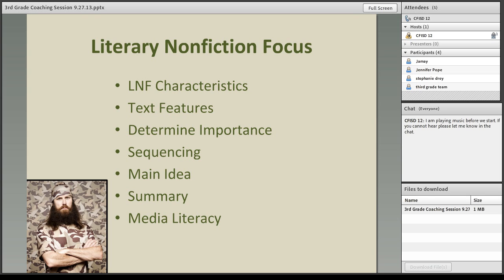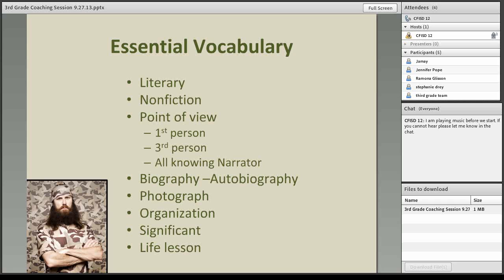That leads us to some essential vocabulary that you need to make sure that you're teaching and modeling and making sure that your students can read these words and use them. So, literary nonfiction versus fiction, so please make sure they understand the difference. In point of view, make sure they understand what is first person, what is third person, what is the all-knowing narrator. So use those terms, have them read them, and understand what it's asking.